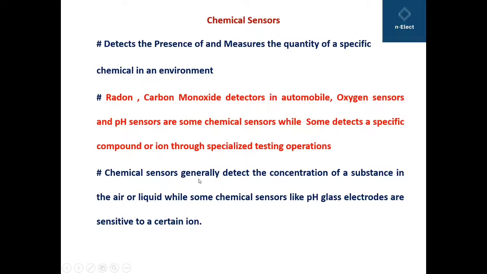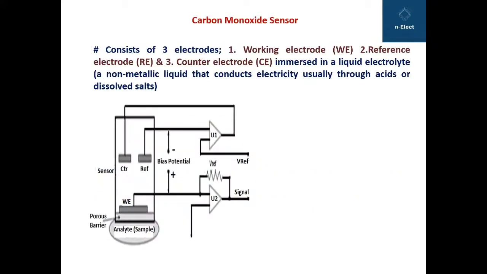Chemical sensors generally detect the concentration of a substance in the air or liquid, while some chemical sensors like pH glass electrodes are sensitive to certain ions.